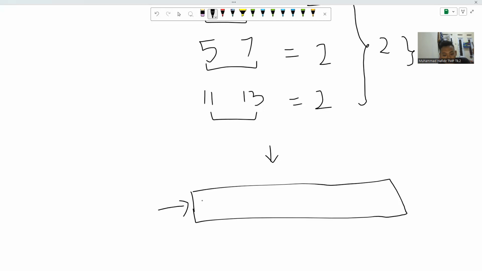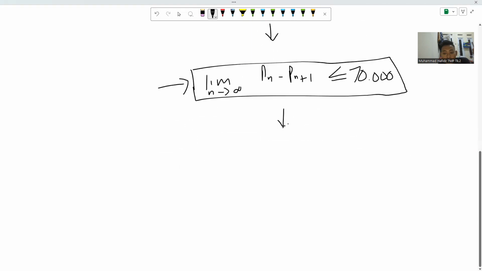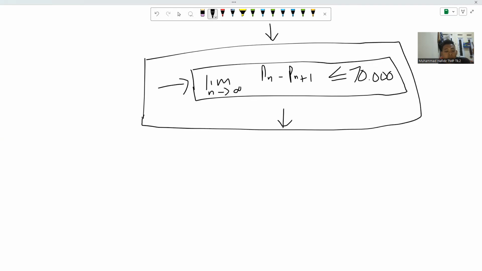Professor Yitang Zhang wrote the equation like this. Sorry, we have the limit as n goes to infinity of p_n, where p_n is a prime number, minus p_{n+1}, less than 20,000. But this equation cannot prove exactly the twin prime conjecture. It can only prove a partial solution. Professor Zhang can only prove the partial solution.